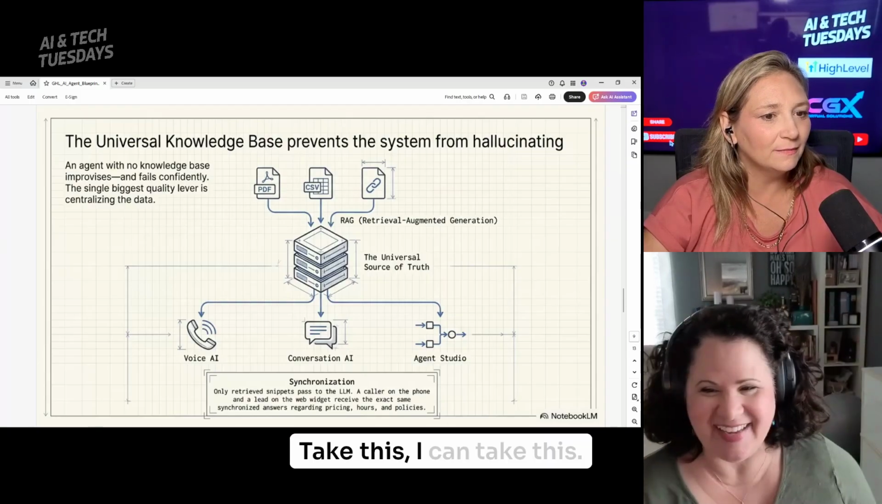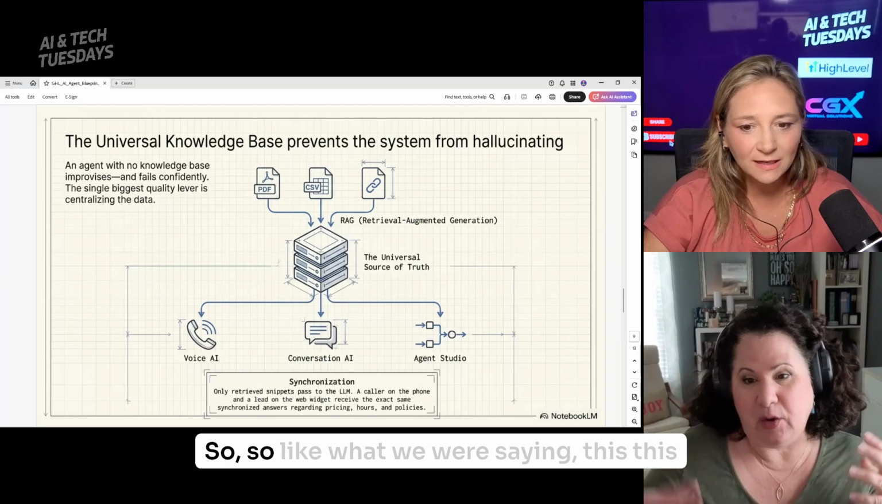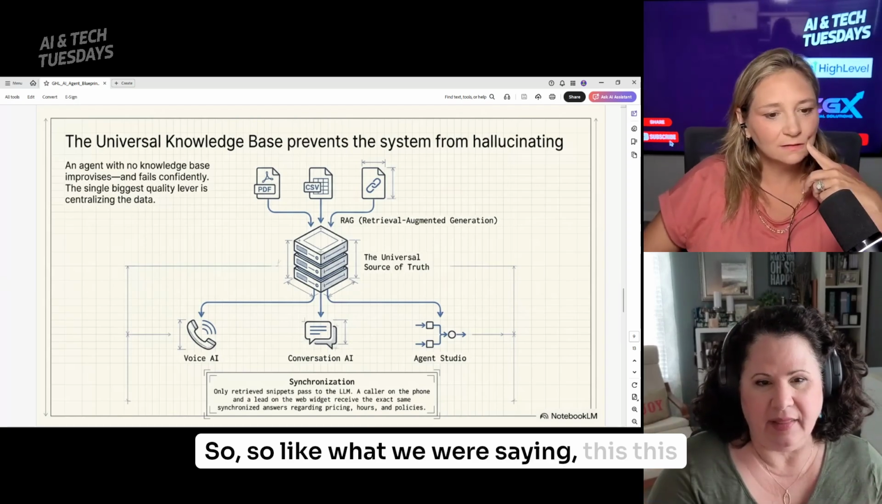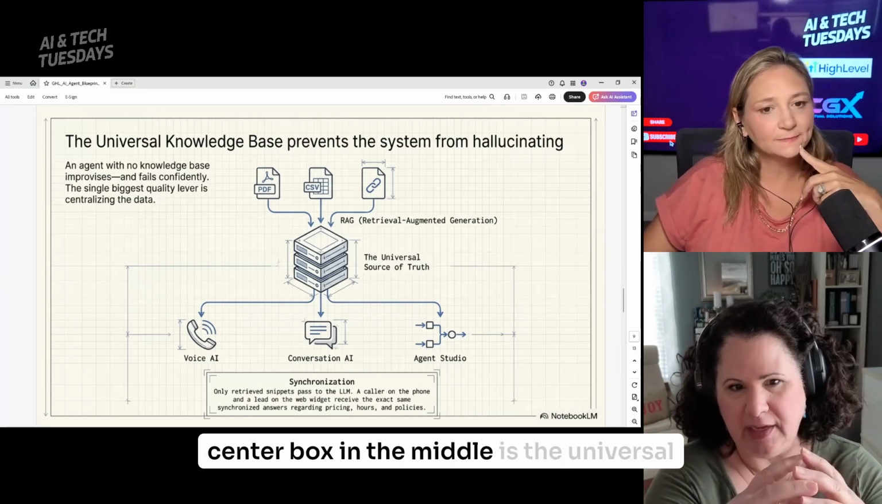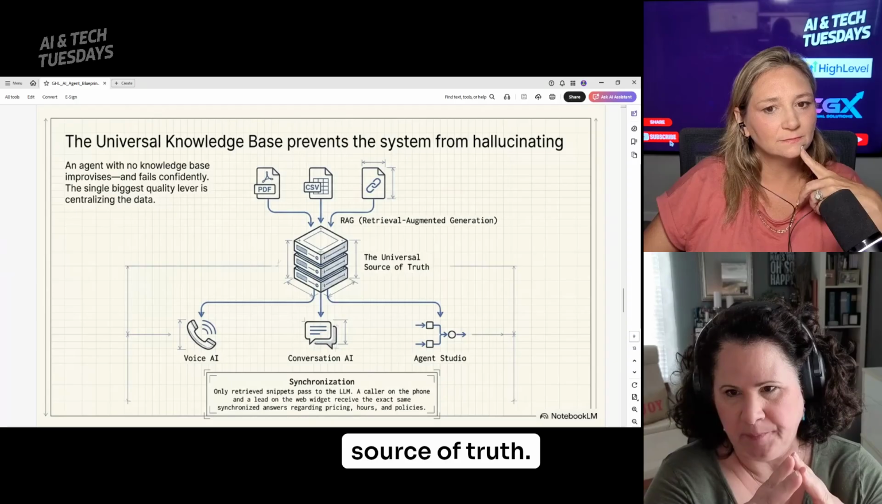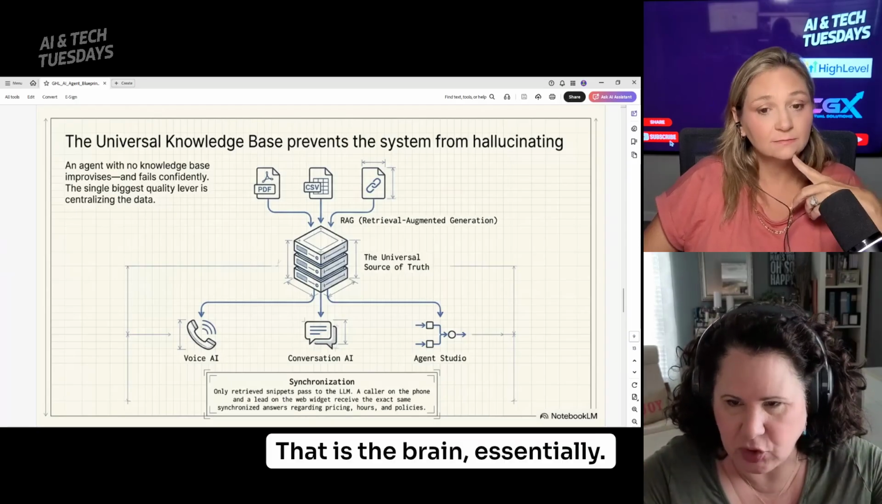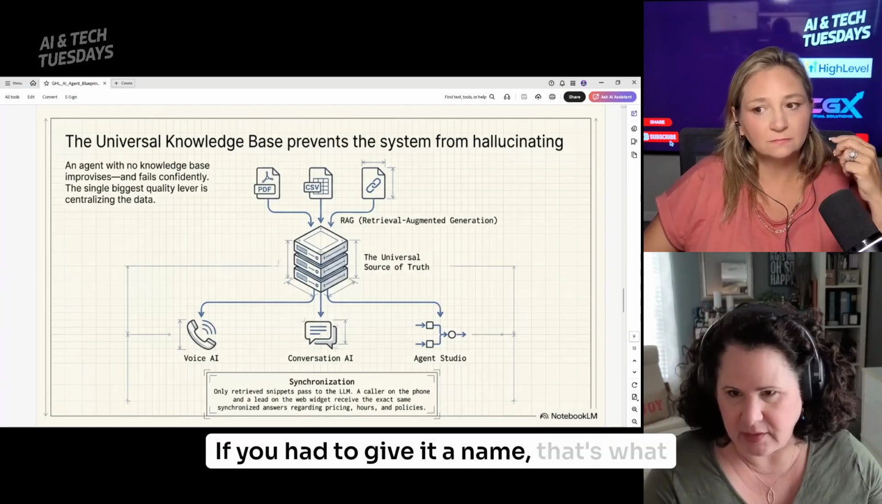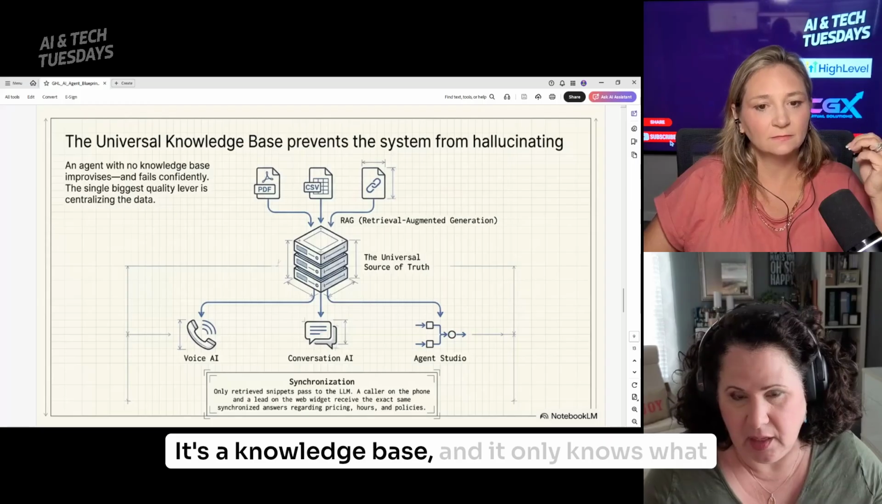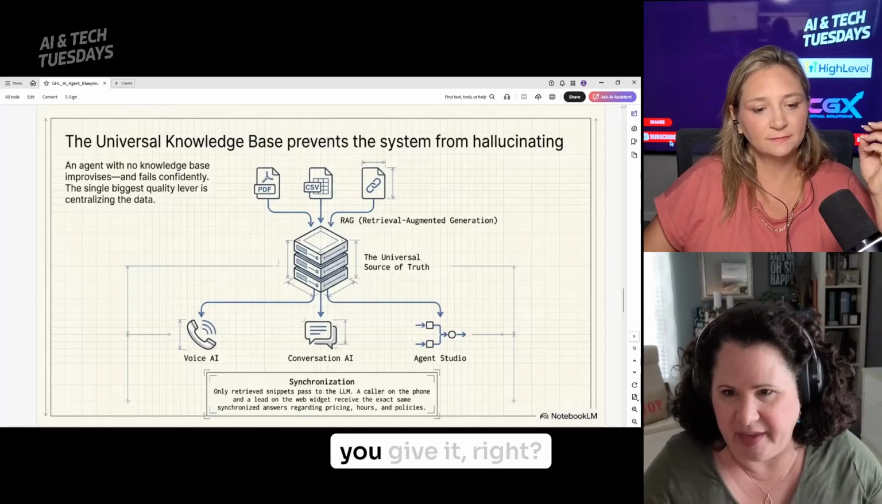I can take this. Go ahead. Like what we were saying, this center box in the middle is the universal source of truth. That is the brain, essentially. If you had to give it a name, that's what that is. It's a knowledge base and it only knows what you give it, right?